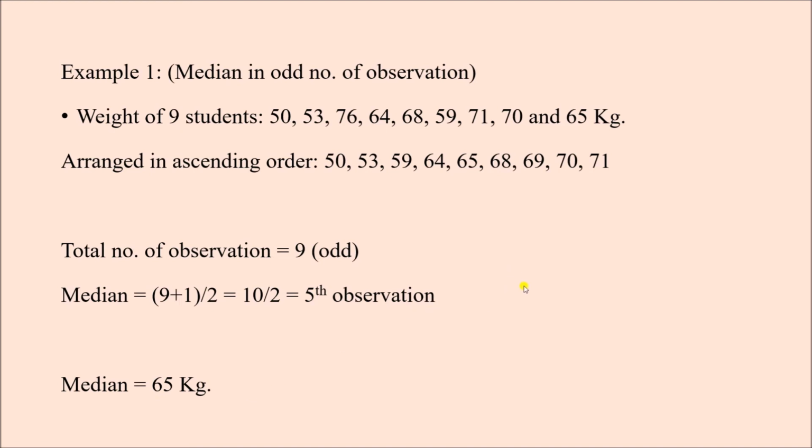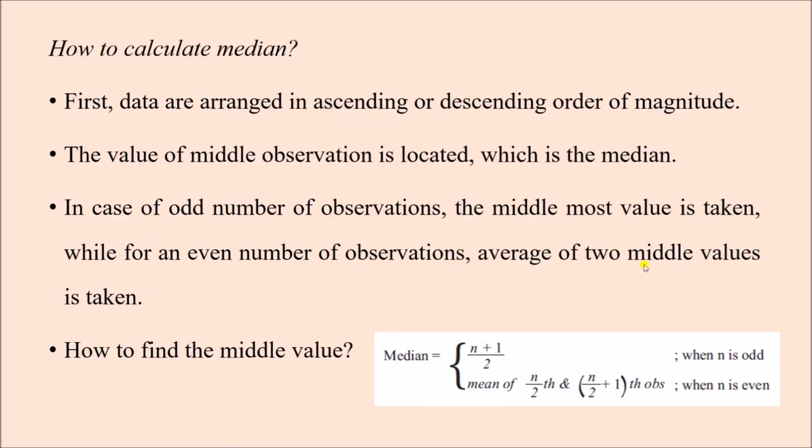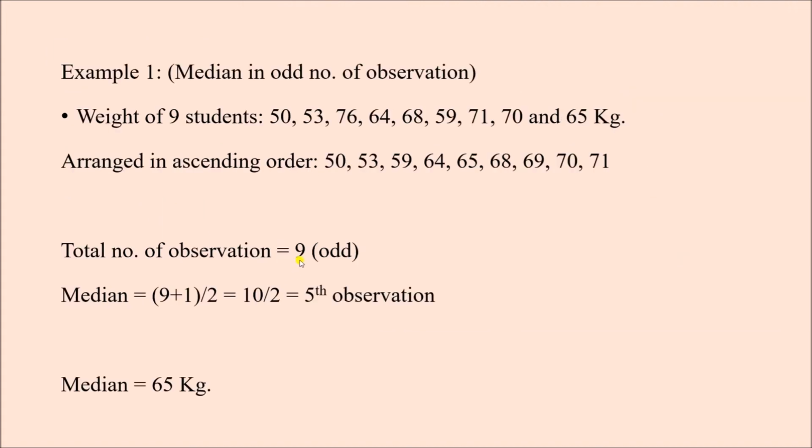Right? Let me just explain this, or rather repeat this again. Since the number of observation is odd, we have to follow this formula. We have to find out the middlemost value. How are we going to find the middle value? Using this formula when the total number of observation is odd: n plus 1 divided by 2 when n is odd. In our example we have n equal to 9. So 9 plus 1 is 10, 10 divided by 2 is 5. So fifth observation is our median value. So 1, 2, 3, 4 and 5. So this is our median value in the given data set.